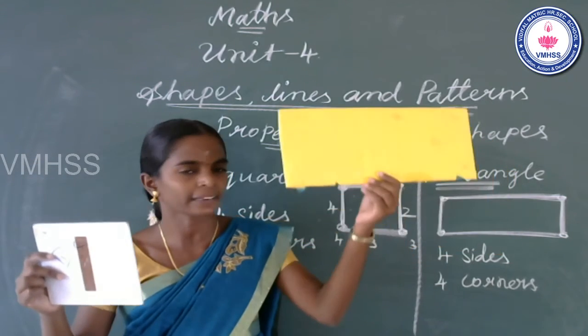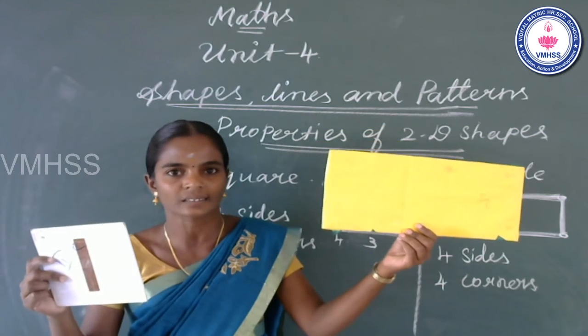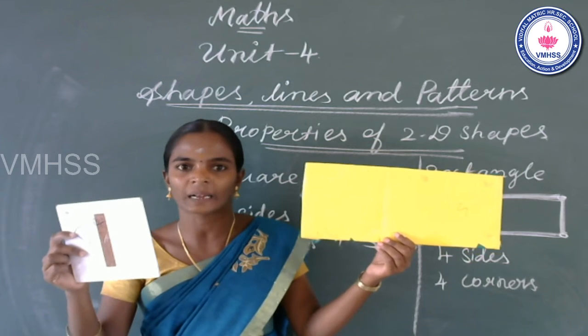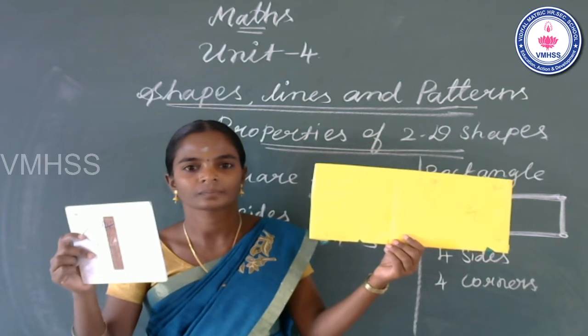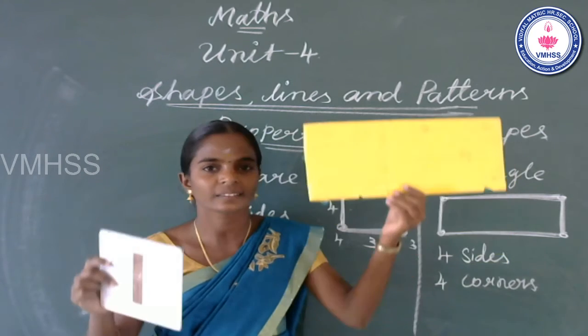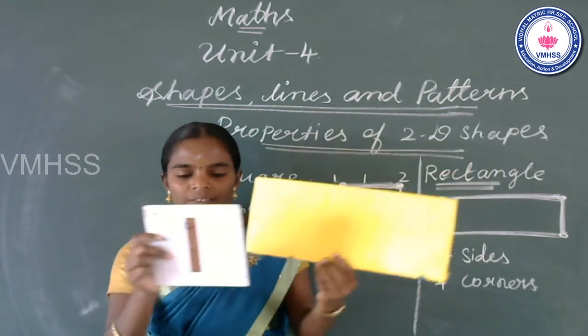And four corners. Rectangle also has four sides and four corners. So what is the difference? Can you guess? Children, listen. This shape is square. This shape is rectangle.